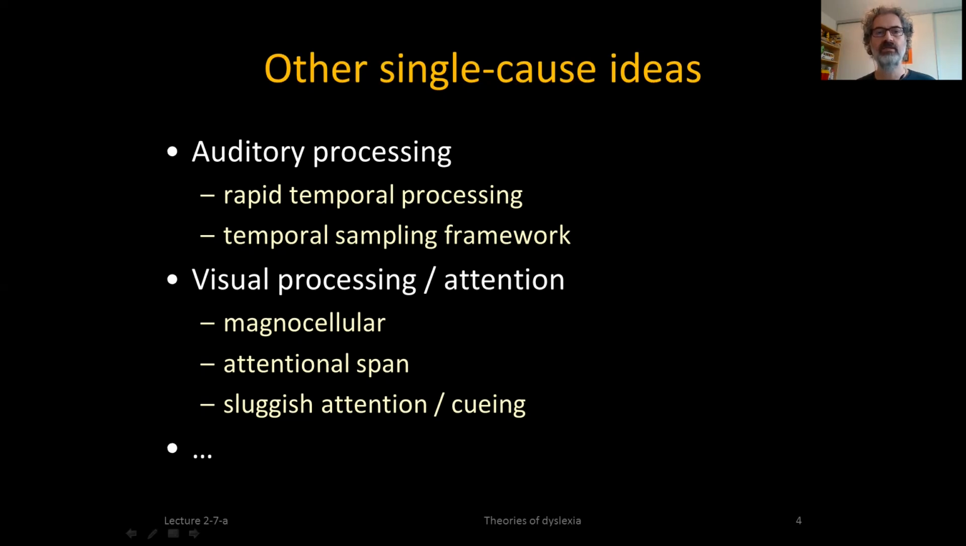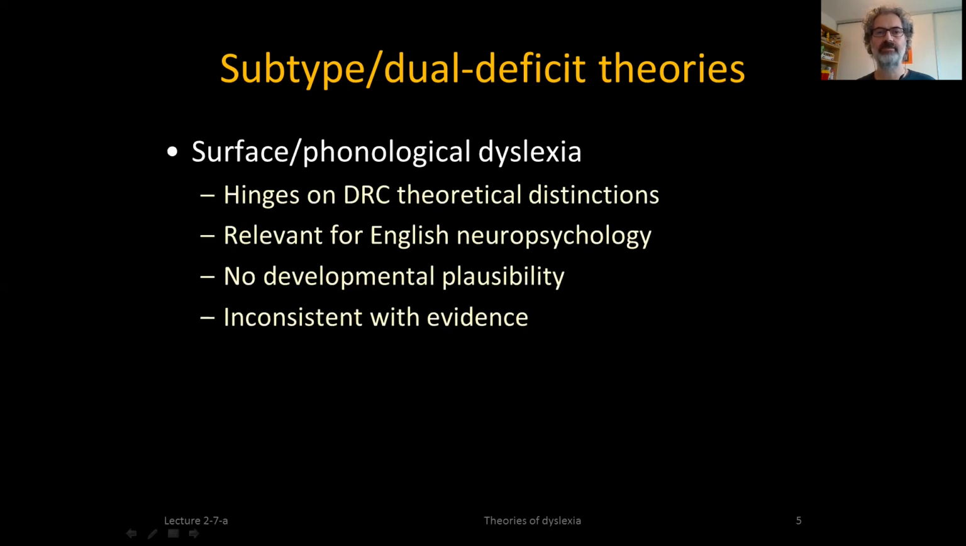Moving beyond single cause ideas, there are a number of subtyping approaches or dual deficit theories. In these theories, researchers have identified more than one possible cause and have therefore decided to group children with dyslexia into categories defined by their specific type of deficit.